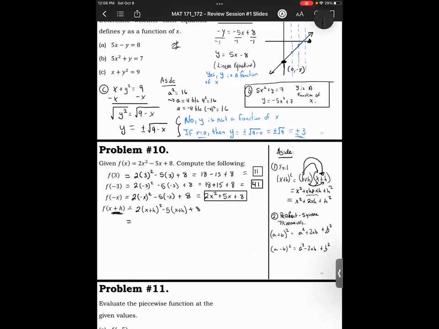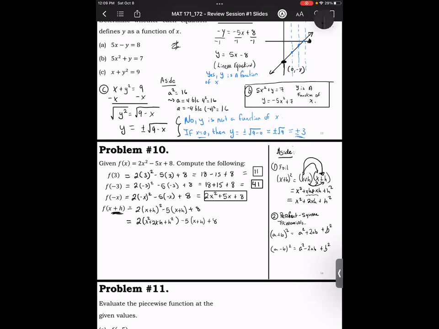If you were to use the perfect square trinomial on x plus h squared, it's going to be exactly x squared, that's your first term, plus 2 times x and h, so 2xh, plus the last term squared. The last term was h, so you get h squared. So you can use foiling, or you can memorize and apply the perfect square trinomial. Okay, so we're going to get 2 times x squared plus 2xh plus h squared minus 5 times x plus h plus 8.